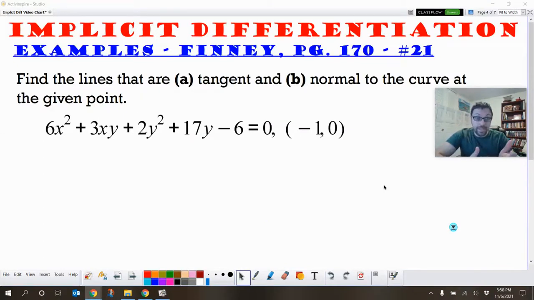In this example, again, we're going to implicitly differentiate this thing because we got y's all over the place and I cannot be bothered to get that y by itself before I find that derivative, because it's asking for the tangent line, so that's asking for the derivative, but the x's and y's are all mixed together. So let's just find the derivative of each term one by one.